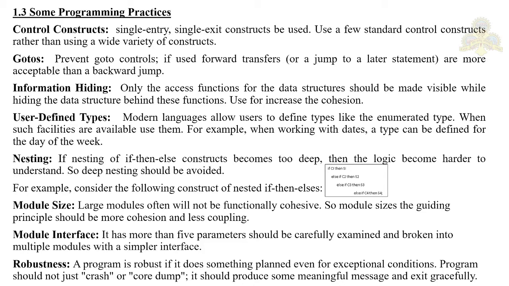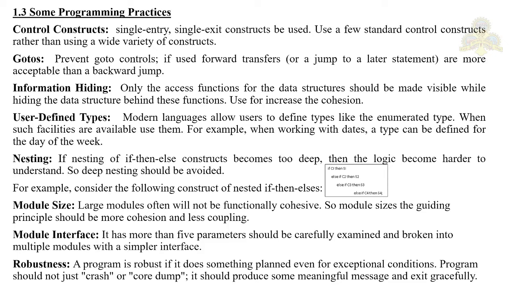The next one is user defined types. Modern languages allow the user to define types, that is, enumerated types. When such facilities are available, they should be used wherever applicable. For example, when working with dates, a type can be defined for the day of the week. Using such a type makes the program much clearer than defining codes for each day and then working with the codes.